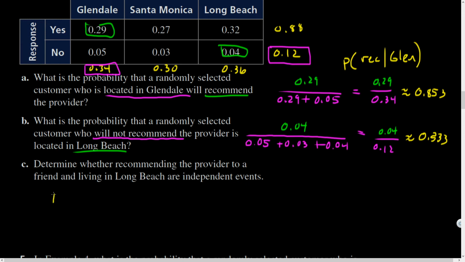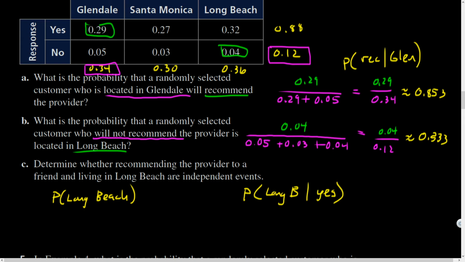So I've got to figure out what's the probability of someone living in Long Beach, and I've got to figure out what's the probability of someone living in Long Beach given that they, yes, recommended to their friend. Okay, and so if these two probabilities are the same, then it would seem to suggest that the events are independent. If they are different, then there seems to be some dependence between those. And that would be worth trying to figure out.